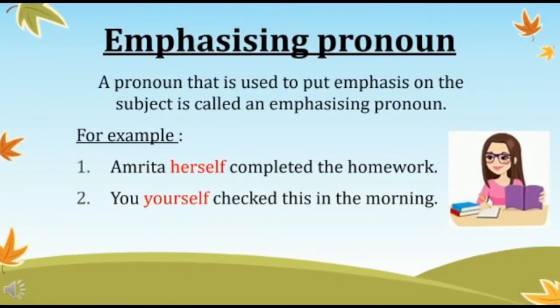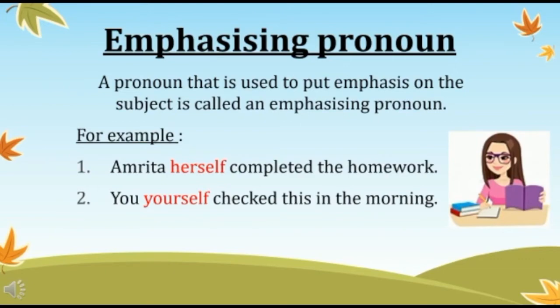Moving to the last kind of pronoun, emphasizing pronoun. A pronoun that is used to put emphasis on the subject is called an emphasizing pronoun. For example, Amrita herself completed the homework. You yourself checked this in the morning.